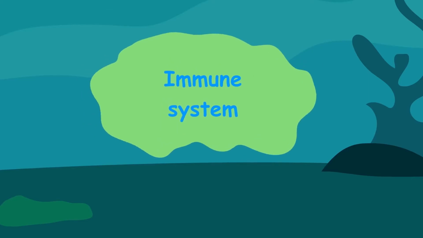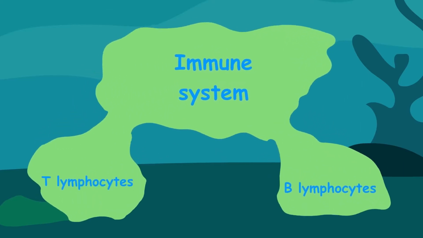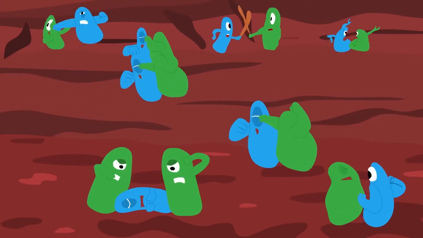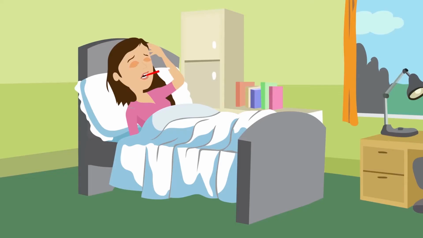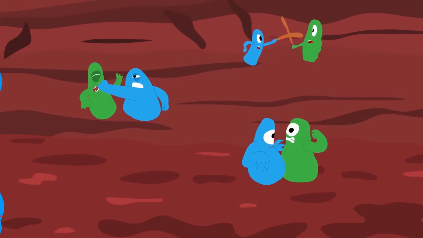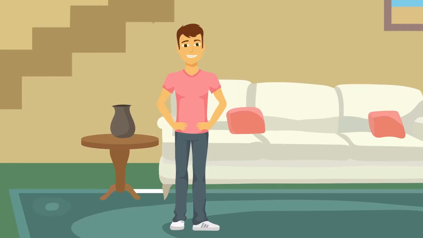It has two main components, T lymphocytes and B lymphocytes. T cells come into play when an infection has already occurred, thus bringing about the cell-mediated immune response. B cells join the fight when the pathogens have entered, but haven't yet caused any disease. This is called the humoral immune response.